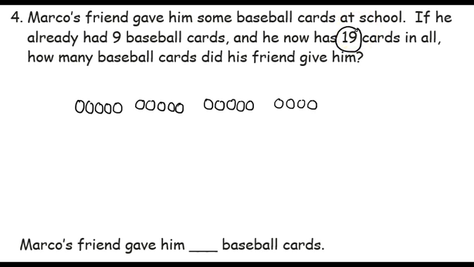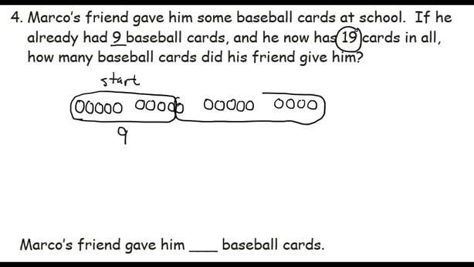Now let's circle the 9 baseball cards that he had at the start. So I'll circle 5, and then 4 more gives me 9, and we'll say that that's what he had at the start. And then everything else would show the baseball cards that his friend gave him. So I'll put an F for friend.